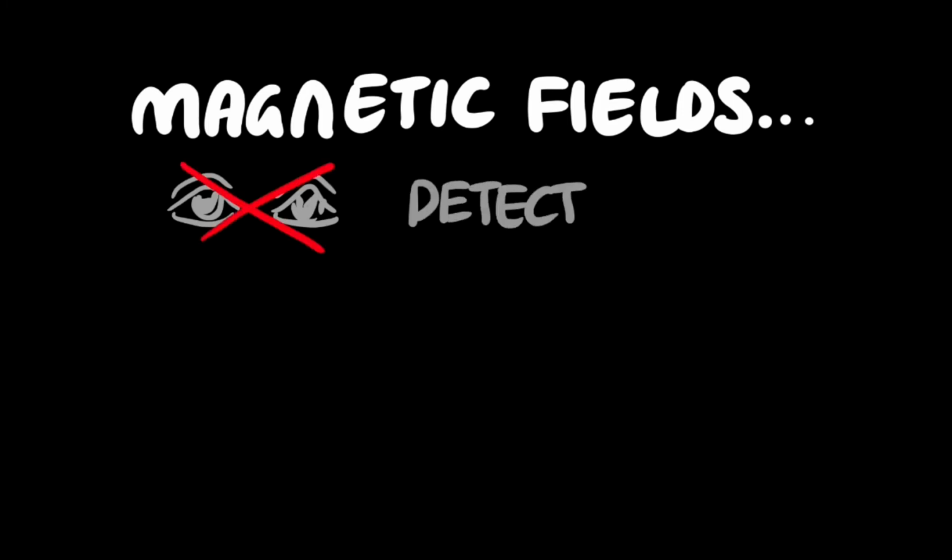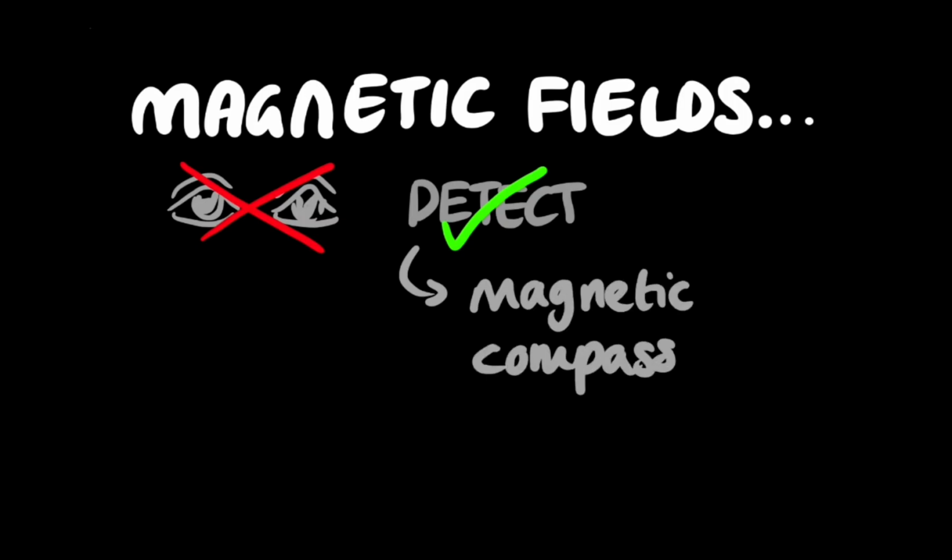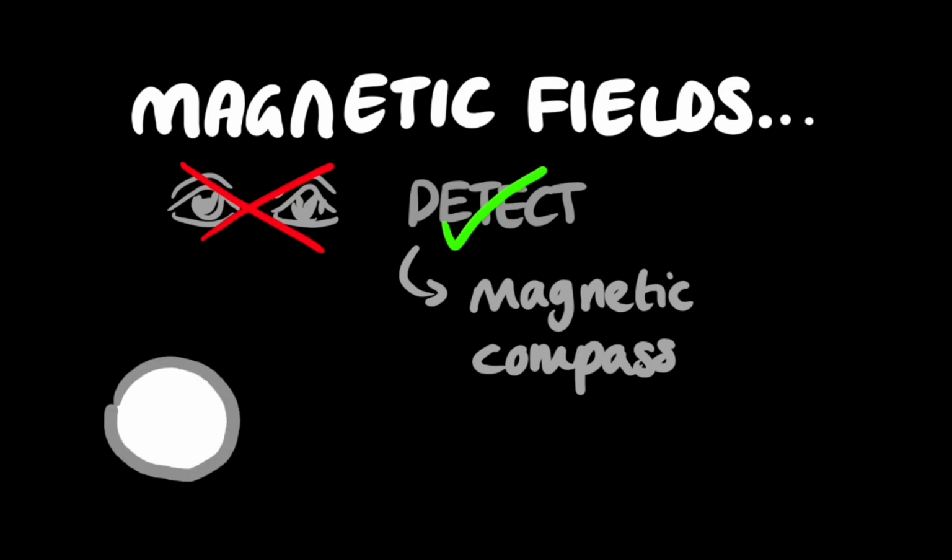With magnetic fields, we can't see them, but we can detect them using a magnetic compass. The compass points in the direction of the magnetic field of a magnet. And if we use a plotting compass, we can actually draw it. So what we have here is what a plotting compass would look like. For example, let's take a magnet with a north and south pole, so a normal bar magnet.